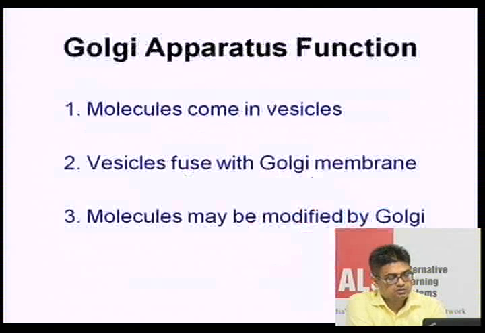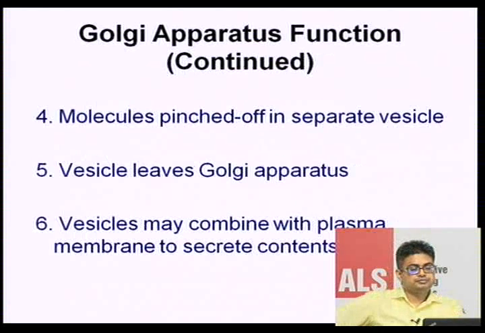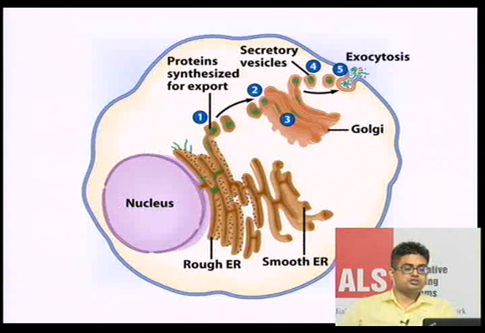Okay. So molecules come from endoplasmic reticulum or other organelles in vesicles. They fuse with the Golgi membrane, and they might be modified or added with a carbohydrate residue or something else. Then it is modified by the Golgi apparatus, and the molecules are budded in a separate vesicle from the last surface of the Golgi body, and they may combine with the plasma membrane to secrete content. So this is how this is happening. This figure is the total appearance of the Golgi apparatus.